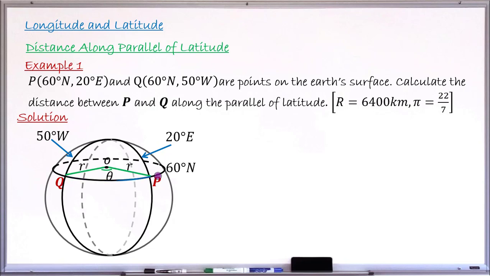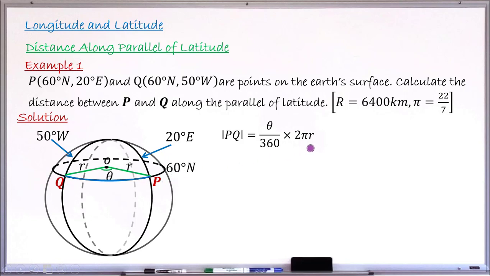So the distance PQ would be nothing but the length of this arc. You can see the arc PQ subtending an angle theta, and the radius of that very latitude, which is a circle, is denoted by small r. So distance PQ would be equal to this formula, theta over 360 multiplied by 2 pi r. This is the formula for finding the length of an arc, where r is the radius of that latitude, 60 north.